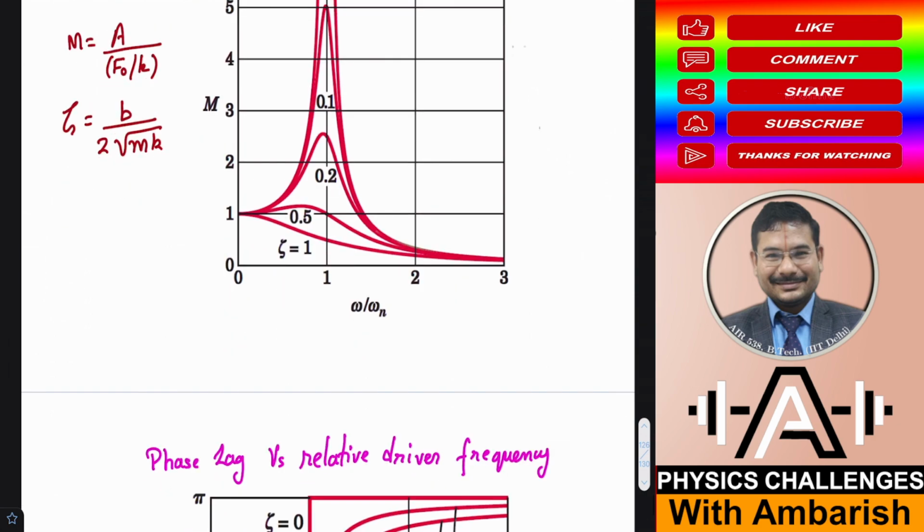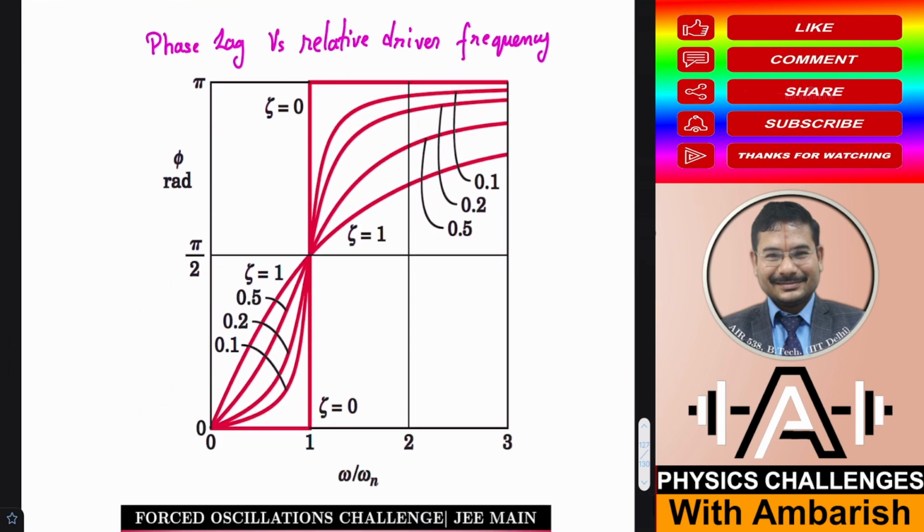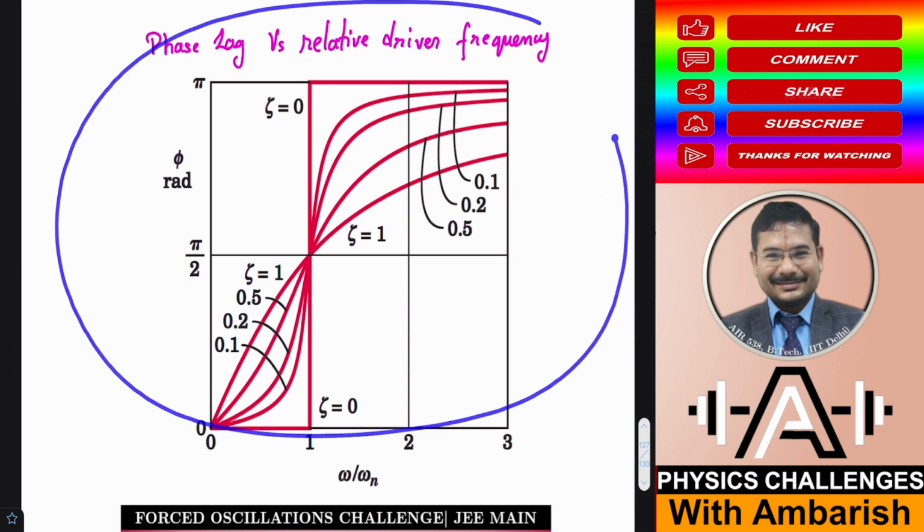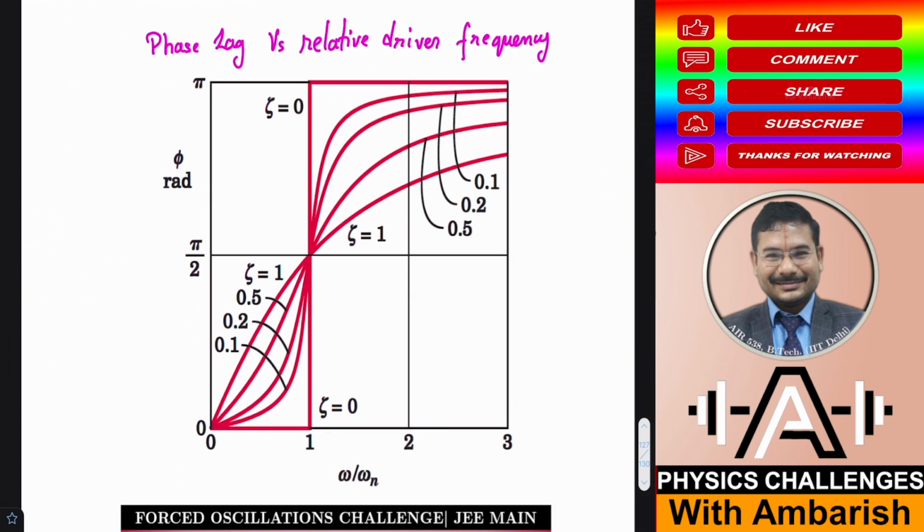And now we can also plot the graph of phase lag versus relative driver frequency. So whatever we got for tan phi, the same thing we have shown here in the form of a plot. Okay, so when there is no damping at all, when zeta is 0, that means c by 2 root mk is 0, or c must be 0, then our phase lag graph is simply like this. It is a straight line, then vertically up, and then a straight line. That means in case of no damping, the displacement and forcing function will be either in the same phase or exactly out of phase. There's nothing in between, right?